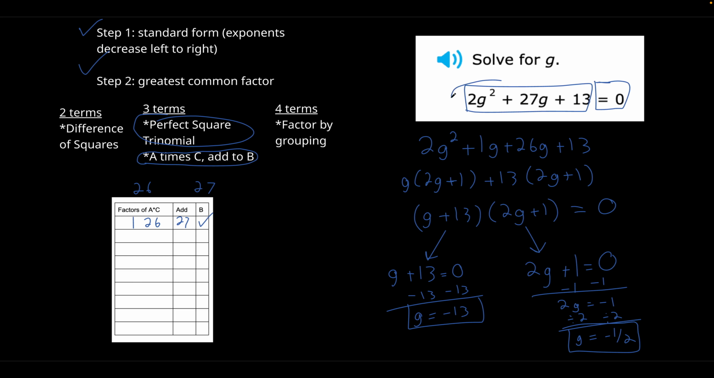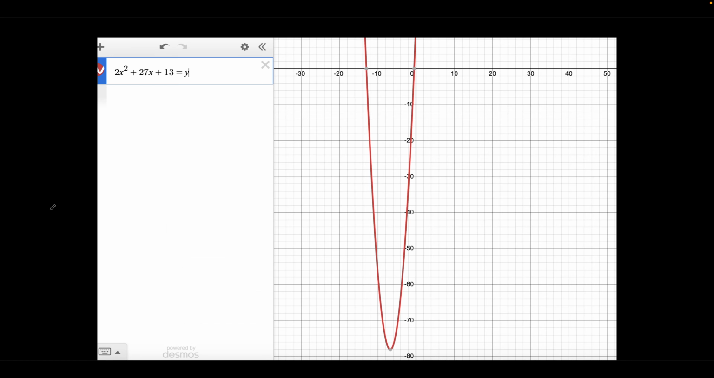If you were to graph this, these would be the x-intercepts. Where does this hit the x-axis? Here is a picture of the graph, and here are the x-intercepts that we just found.